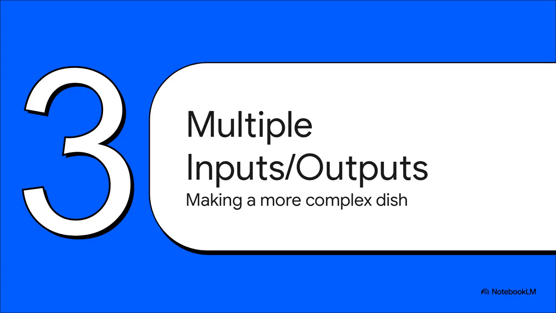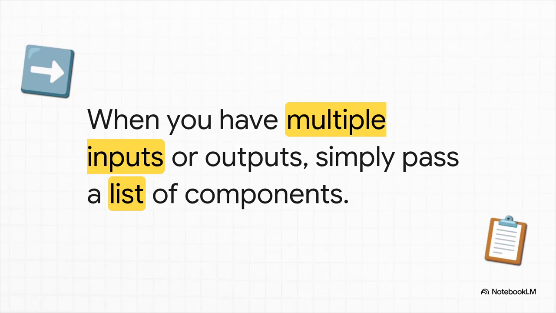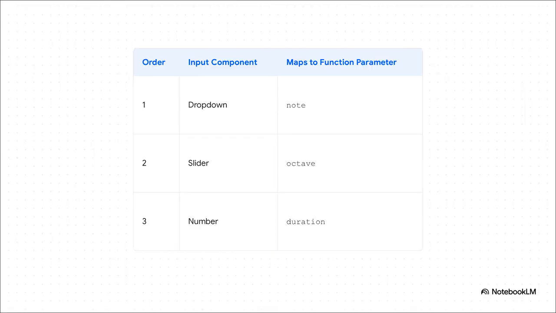All right, so single inputs and outputs? Nailed it. But what about when your function is more gourmet? A complex dish that needs a bunch of different ingredients and maybe gives you a few different things back. How do we handle that? Well, you're going to love this. The solution is super simple, super Pythonic. You just use a list. That's it. You pass a list of input components for your inputs, and you pass a list of output components for your outputs. Easy.